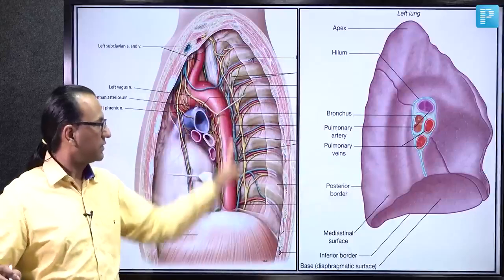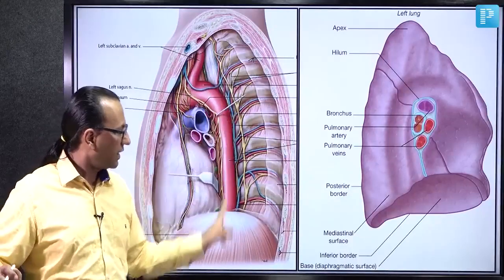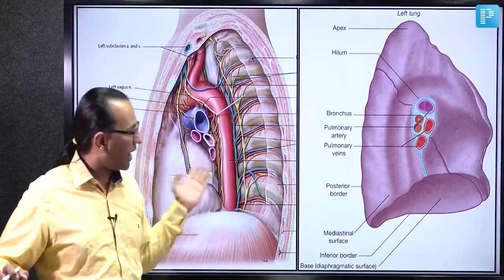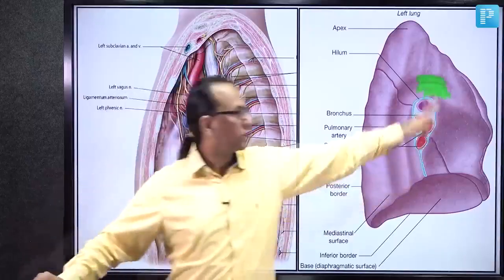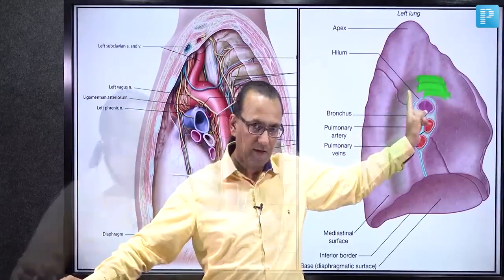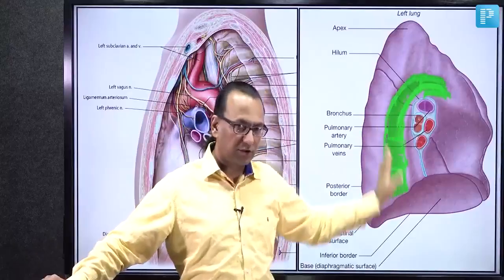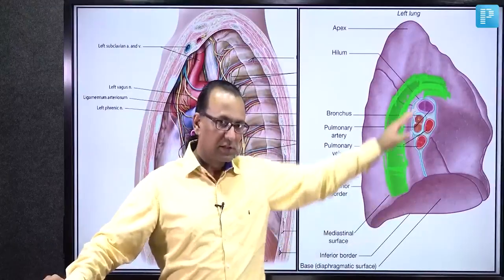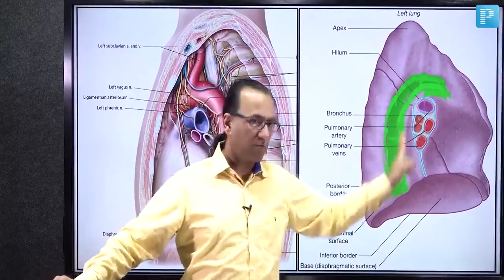You will find this is the arch of aorta and the descending thoracic aorta making impression on the left lung. That is the arch of aorta impression on the mediastinal surface of the left lung. That is for the descending thoracic aorta on the posterior aspect of the lung. This is the hilum of the lung.